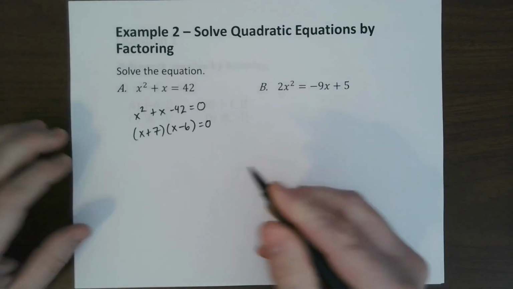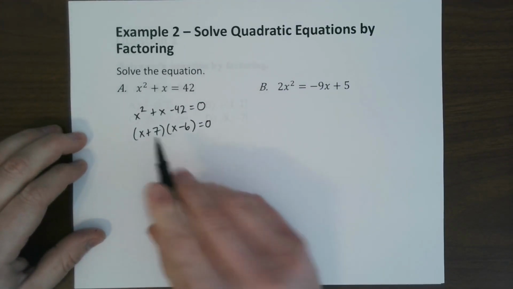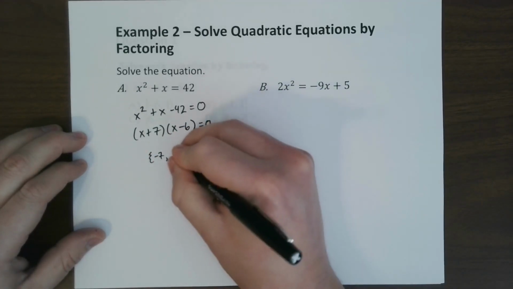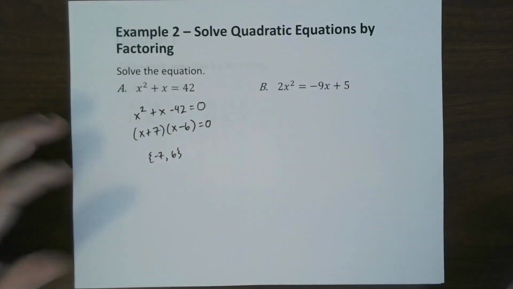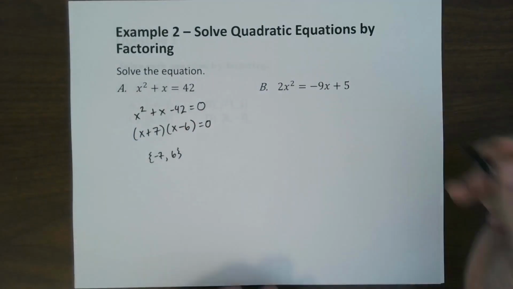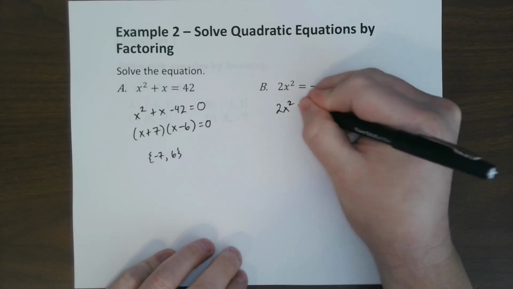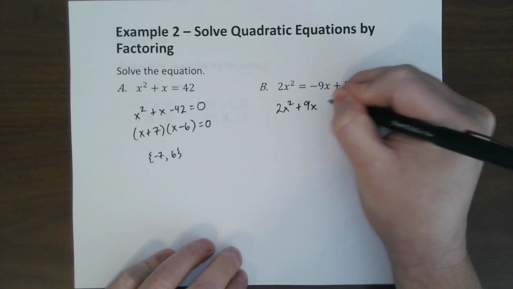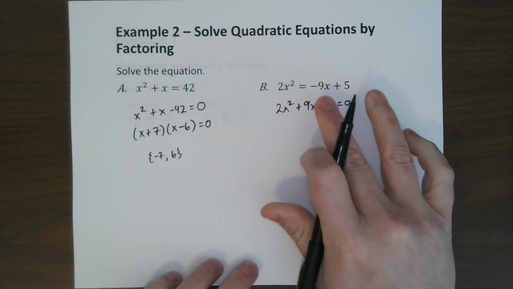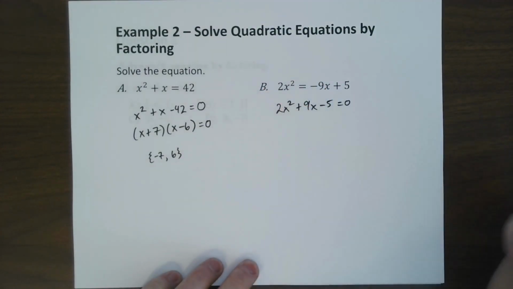And so to finish up, all we got to do is, what's the opposite of +7? -7. What's the opposite of -6? +6. And there's your answers. So same with this one. Get everything to one side. So 2x squared plus 9x minus 5 equals 0. So I just basically added that and subtracted that over.